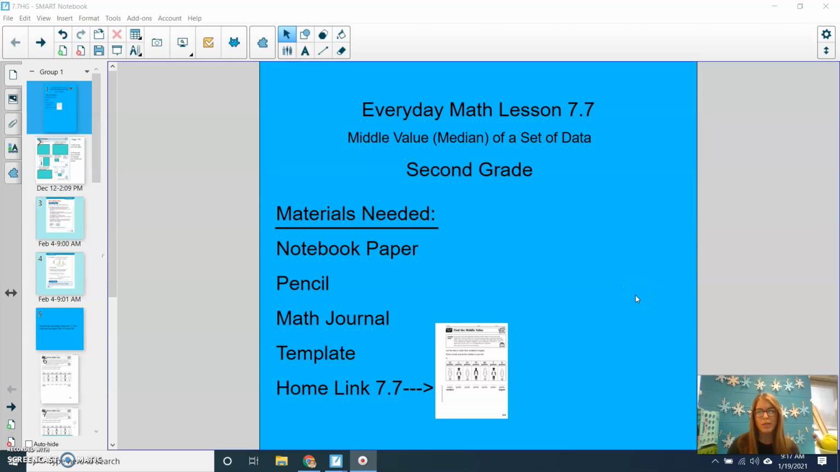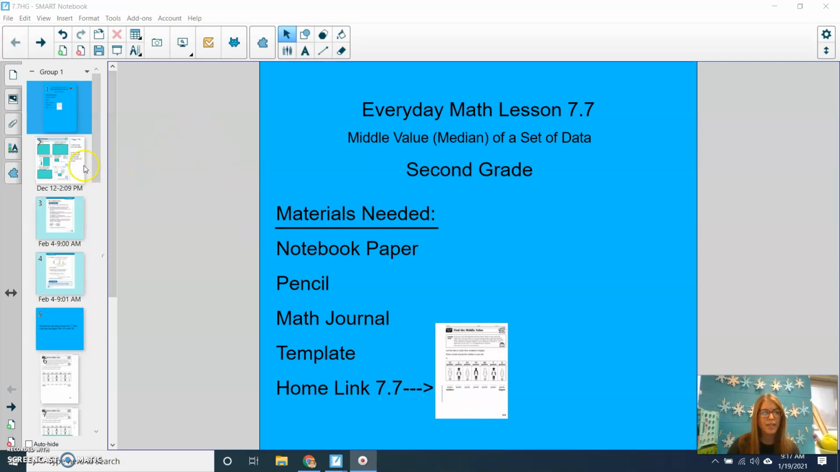Hi boys and girls, welcome to Everyday Math Lesson 7.7, Middle Value or Median of a Set of Data. The materials that you'll need today: notebook paper, pencil, math journal, your template, and HomeLink 7.7. If you don't have HomeLink 7.7, that's okay, still follow along with the lesson, and then you can write your answers on either your notebook paper or a whiteboard.